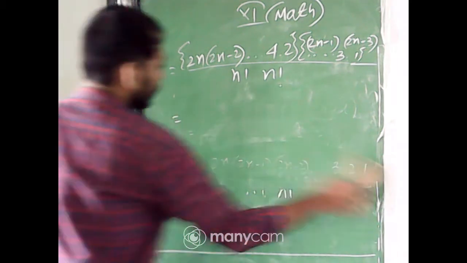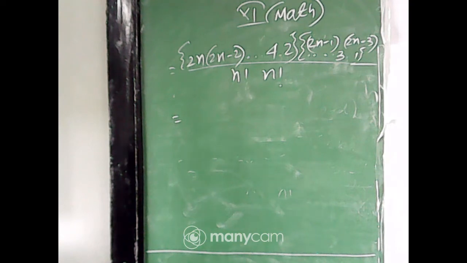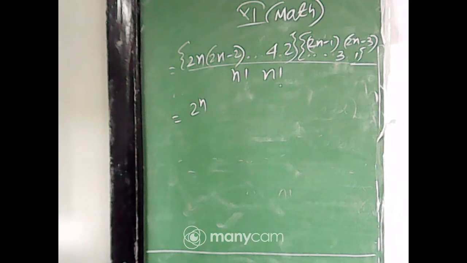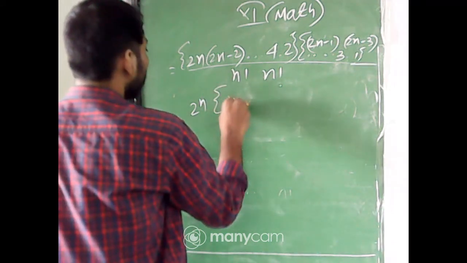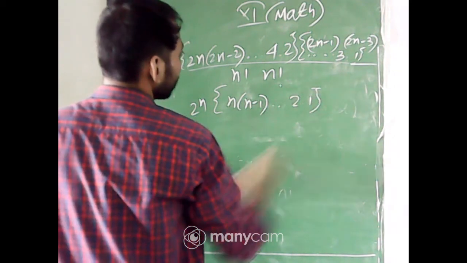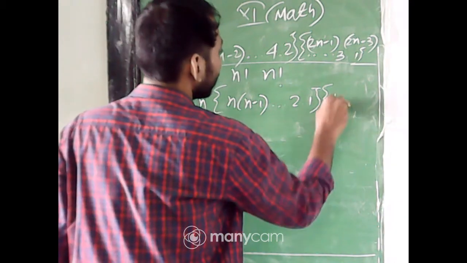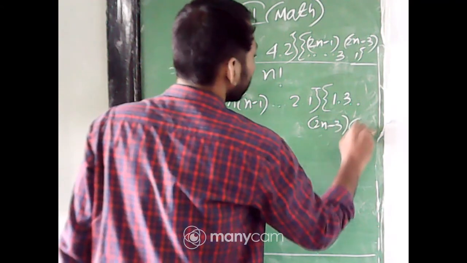Now we will take common 2 from the evens. That means it will give you 2 to the power n from each even number. If you take 2 common, then it will give you 2 to the power n into, within the bracket, n minus 1, dot dot dot 2, 1. Then the odds, I am writing the odds in the reversing way, 1 into 3 into dot dot dot 2n minus 3, 2n minus 1.